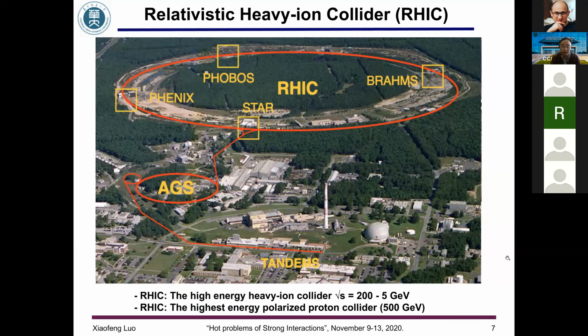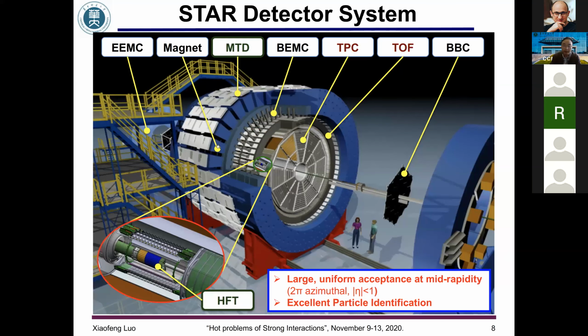And this is our STAR detector system. In the center of the STAR detector system is a time projection chamber, which can be used for tracking and also particle identification with energy loss. In the barrel position there are the so-called time of flight detectors, which can identify particles with high momentum. That means it extends the PID capabilities up to higher momentum regions. It has large uniform acceptance at mid-rapidity, with 2 pi azimuthal coverage and an eta range of ±1. It also provides excellent particle identification.